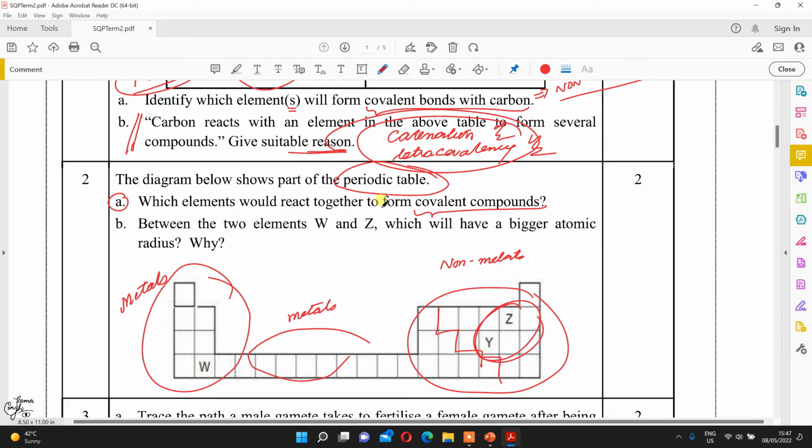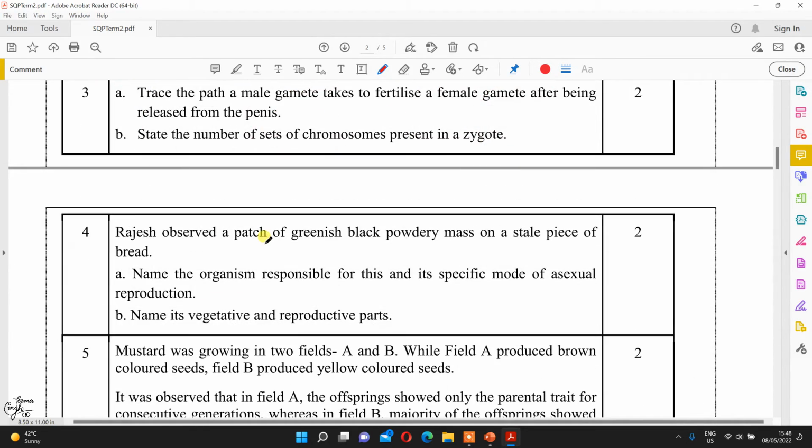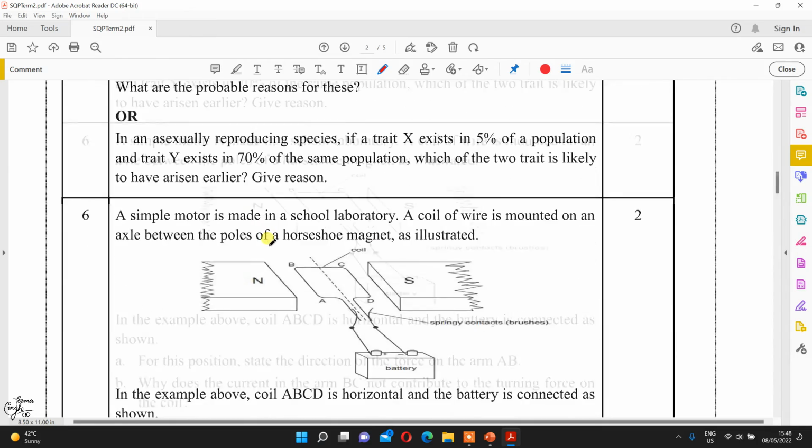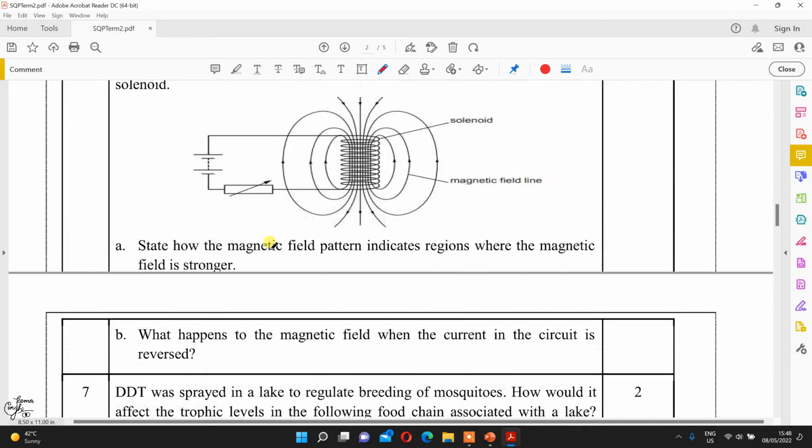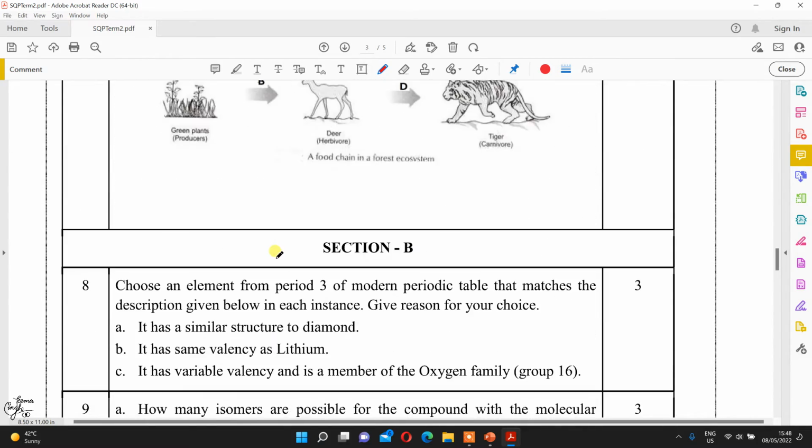Therefore, which elements would react together to form covalent compounds? Y and Z. The other one is from periodic classification. I'm going to take that up when I talk about the chapter periodic classification of elements. Moving on to the next section. Now you do not have any further chemistry question in section number A. We move on to section B.